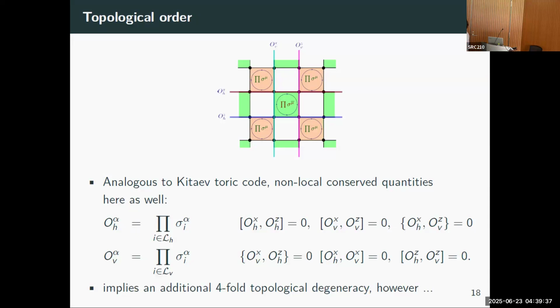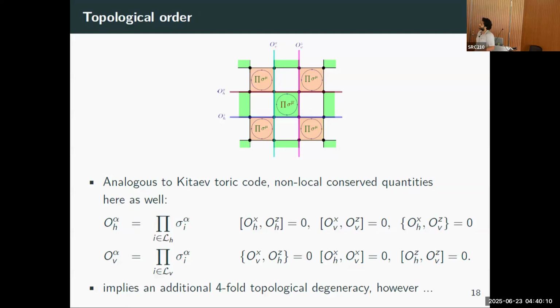quantities, just product of sigma x's and sigma z's. And you can show that these non-local string operators actually satisfy the same algebra that the corresponding operators in the Kitaev toric code satisfy. The details are different, but the algebra is exactly the same. Okay. So therefore, it implies an additional fourfold topological degeneracy on top of what we have been discussing, this local anti-commuting algebra dictated extensive degeneracies.